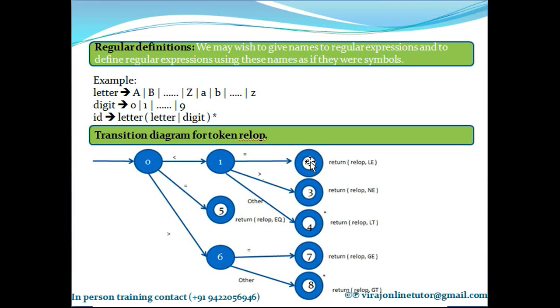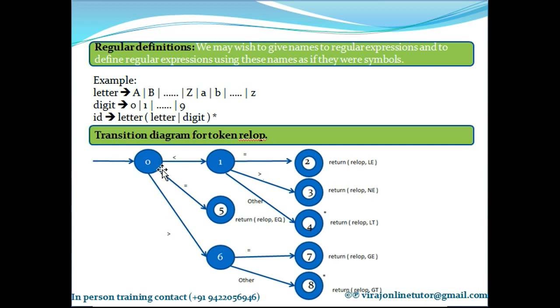Double circles mean final states. So let's try to understand what I am trying to explain with this diagram. This is a starting state. 0 is a starting state because it has an arc coming in from nowhere, right? So 0 is a starting state.